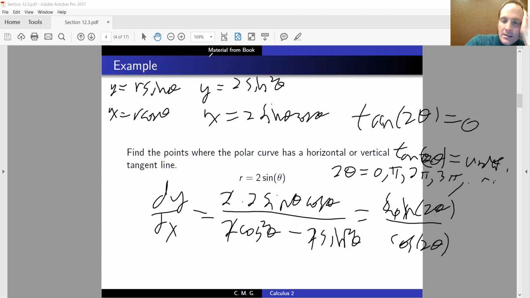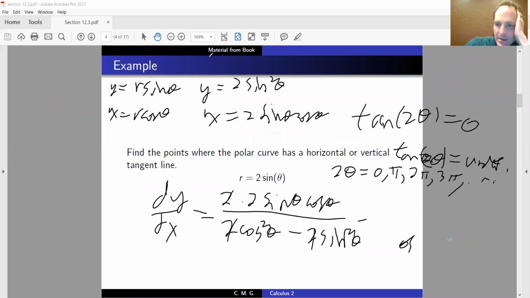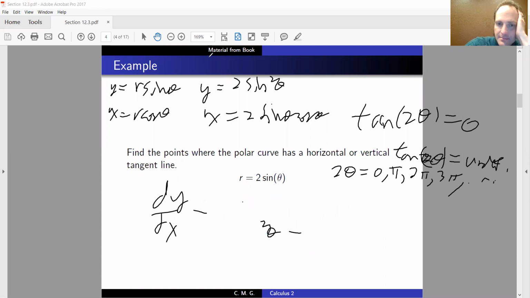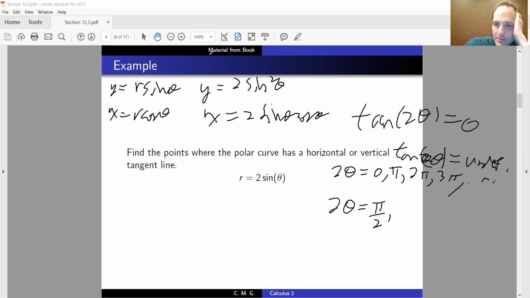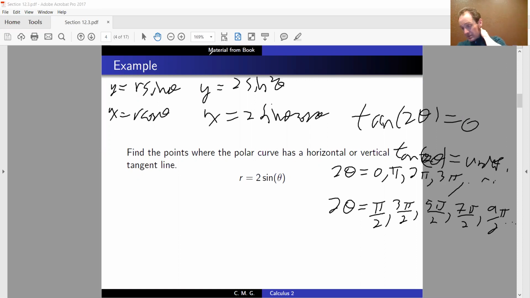Right. Okay, good. And then what about the other side of it? On the other side, 2 theta is either pi over 2, or 3 pi over 2, or 5 pi over 2, or 7 pi over 2, or 9 pi over 2, or so on. So all the odd numbers over 2 are where tangent is undefined.